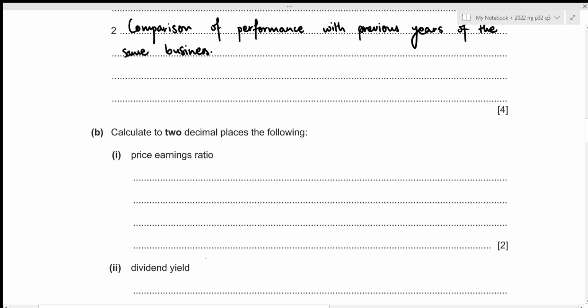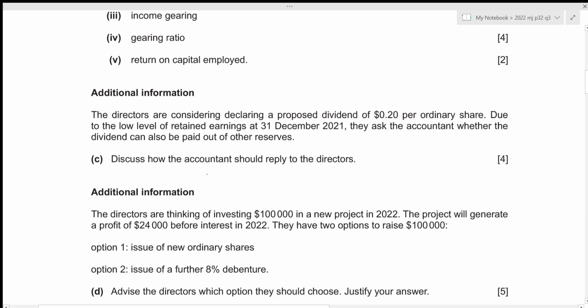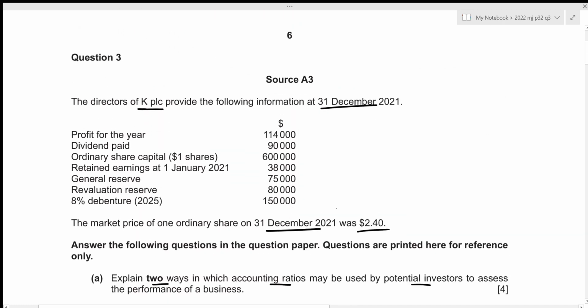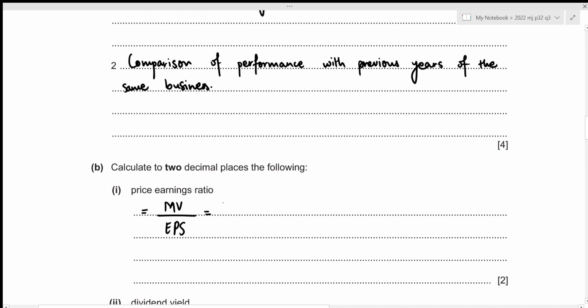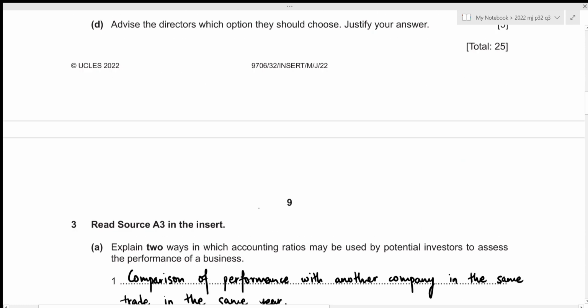We now need to calculate to 2 decimal places the following. The first one is price earnings ratio, and the formula for price earnings ratio is just going to be our market value per share divided by our earnings per share. Okay, let's have a look above. We can see that the market price or market value is given to be 2.40. Let's write it down. So that's 2.40. Now we need to figure out our earnings per share.